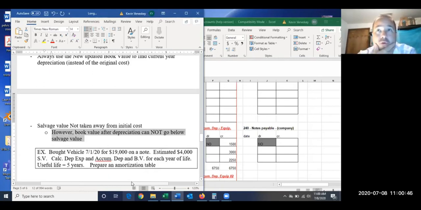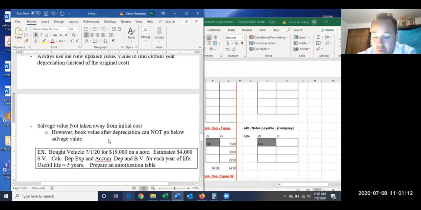So let's say your salvage value is 10,000 and your current book value is 11,000. So you only have 1,000 left. But when you did the calculation, the depreciation was supposed to be 2,500. Can't use 2,500 because that would take you below the salvage value. So you only can use the 1,000 in that final year.